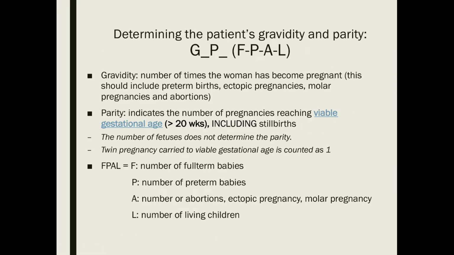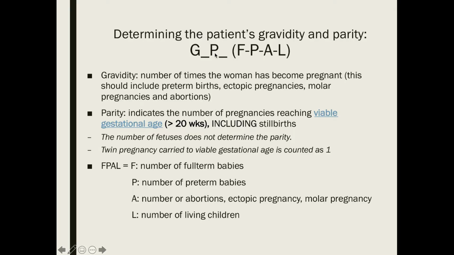So it is very important when determining the obstetric history that we establish the patient's gravidity and parity, as I've already mentioned a few slides back. We record this by using the denotation G, P, and FPAL. G here stands for gravidity. Gravidity means the number of times that the woman has become pregnant, and this should include preterm births, ectopic pregnancies, molar pregnancies, and abortions. So not just the full-term births, okay?